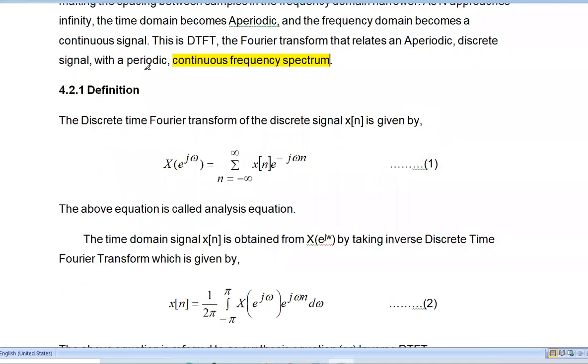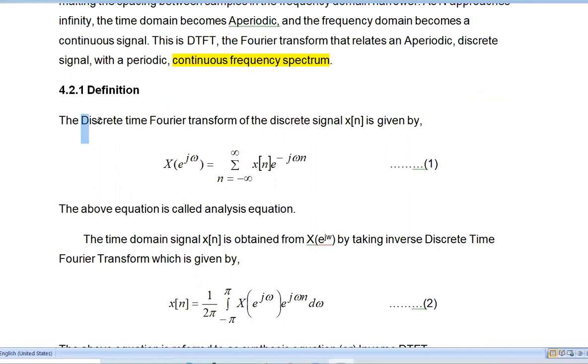Next, we are going to see the formula. What is the mathematical formula to find the Fourier transform? You know that for the continuous time signal x of t, the Fourier transform is indicated as capital X of j omega. Similarly, the discrete time Fourier transform of the discrete signal x of n is indicated as capital X of e power j omega.